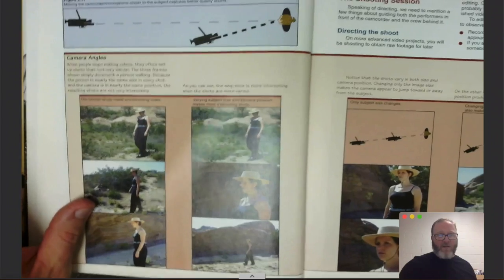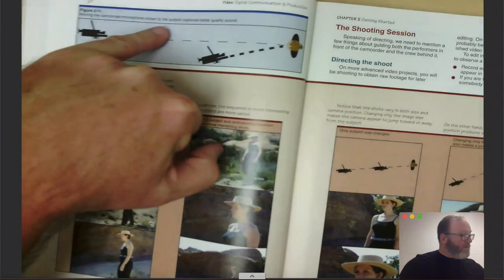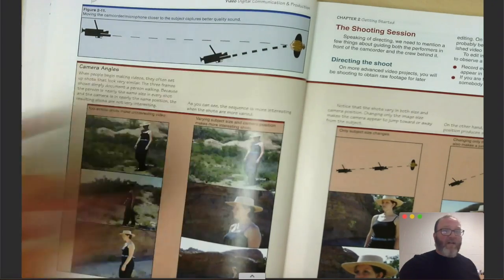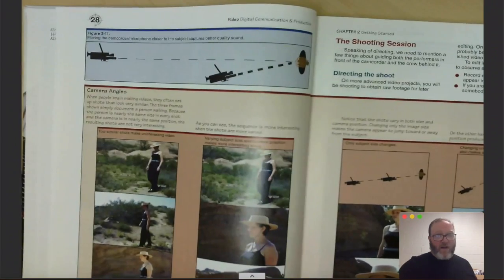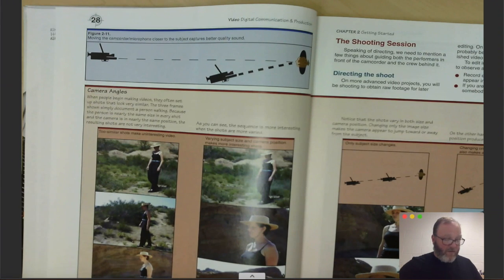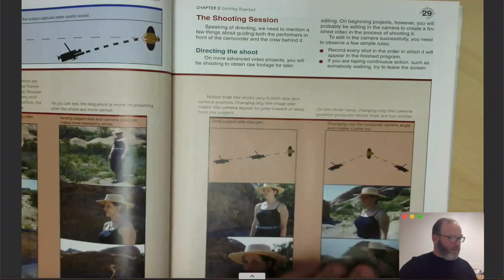Okay, a lot more when it deals with camera angles. This one, pretty interesting. Moving the camcorder microphone closer to the subject captures better sound quality. This is a book that's called video, right? But there's going to be a ton we're doing with audio, whether that be setting up audio for a film, a shoot, or whether that's in the podcast booth, recording a podcast or a voiceover, anything like that. We're going to be talking a lot about audio as we get through the course, so you'll get some supplemental materials with that. Talks a little bit how to direct.